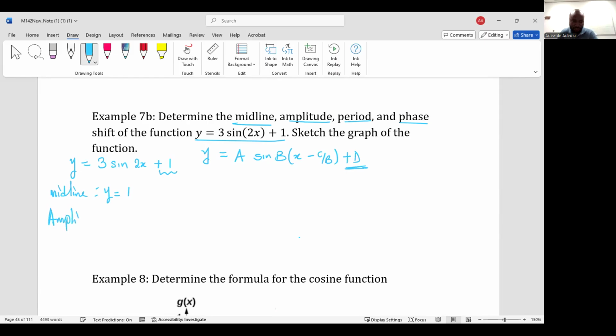The next thing, amplitude. Amplitude is the absolute value of A. In this case, our A is 3. So the absolute value of 3 is 3. So the amplitude is 3. That is the vertical height from the midline.